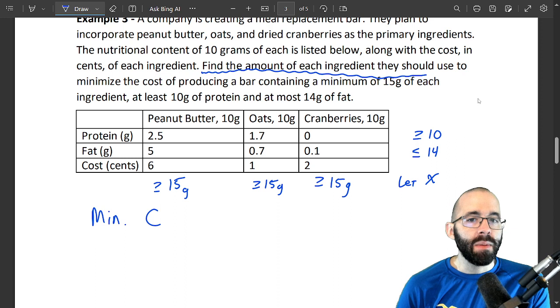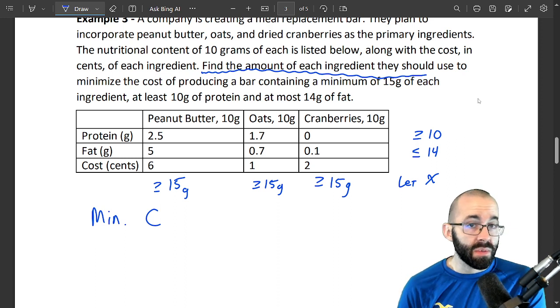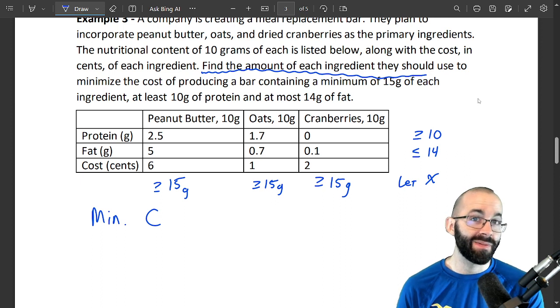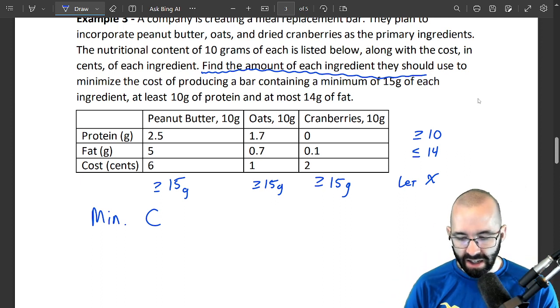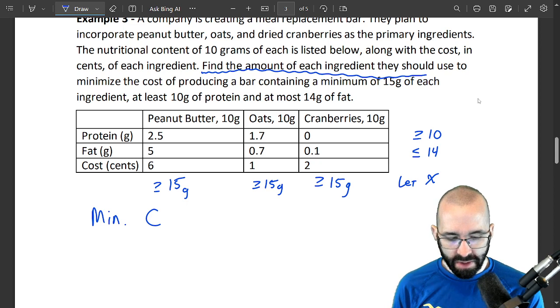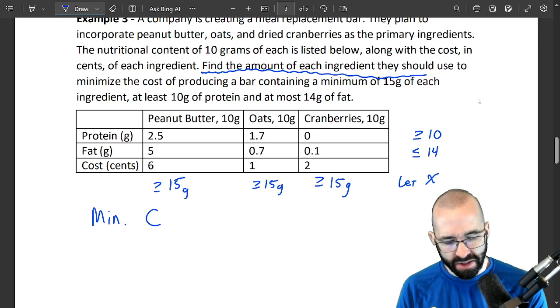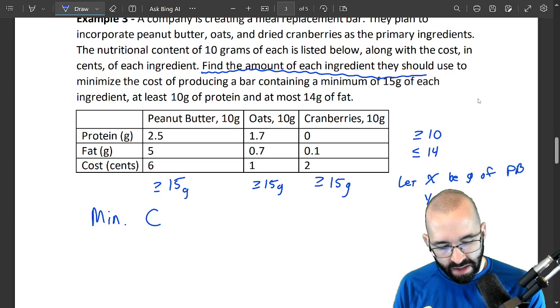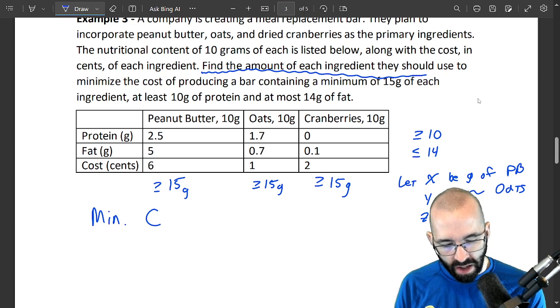Should X be how many grams or how many chunks of 10 grams? That's up to you. We'll get to the same answer. We might have different numbers, but when we interpret our answer, it'll be the same. All right, let's have it in grams. See what that looks like. X is grams of peanut butter. Y is going to be the grams of oats. And Z is going to be the grams of cranberries.